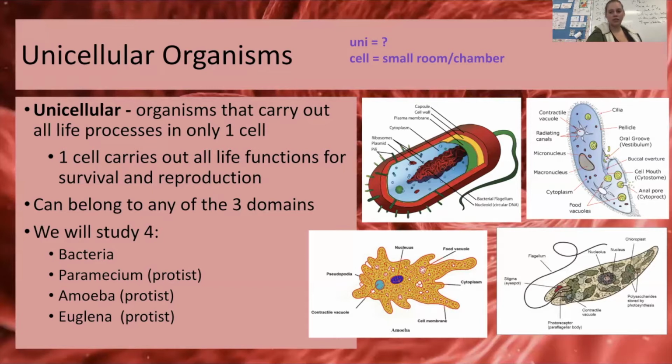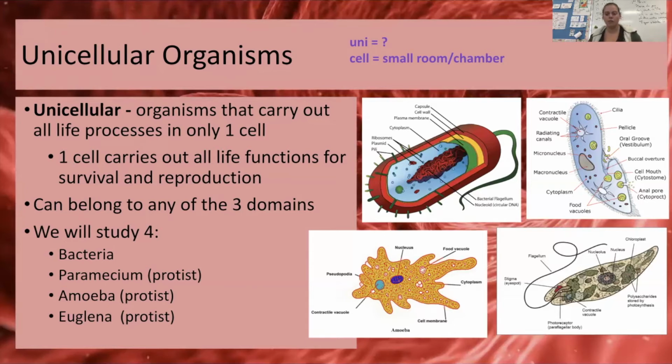We'll start with unicellular organisms, and uni means one. So these are organisms that carry out all of their life processes in a single cell. They don't need other cells to help them to survive. So these organisms might live together in a colony, but you can take a cell out of that colony that's unicellular and it'll be just fine on its own, and maybe even make its own new colony.